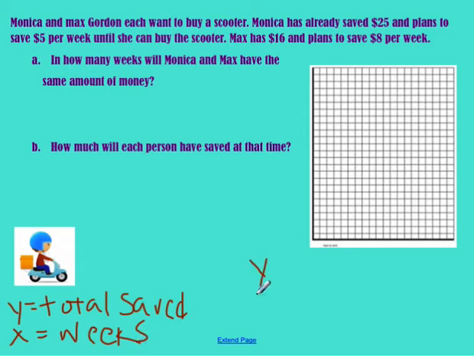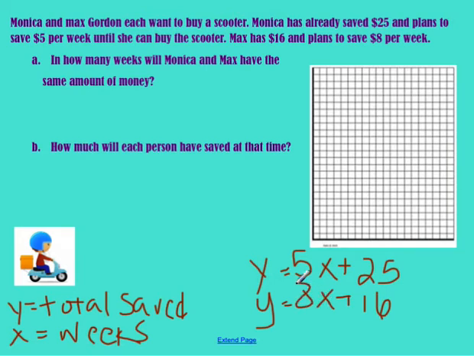So Monica, she's starting off and she has $25 saved. And for every x week that goes by, she's going to save $5 for each week. Then, taking a look at Max, he starts with $16, and for every x week that goes by, he's going to save $8. So now I want you guys to pause the video and go ahead and try and graph it, or you can just graph it with me.